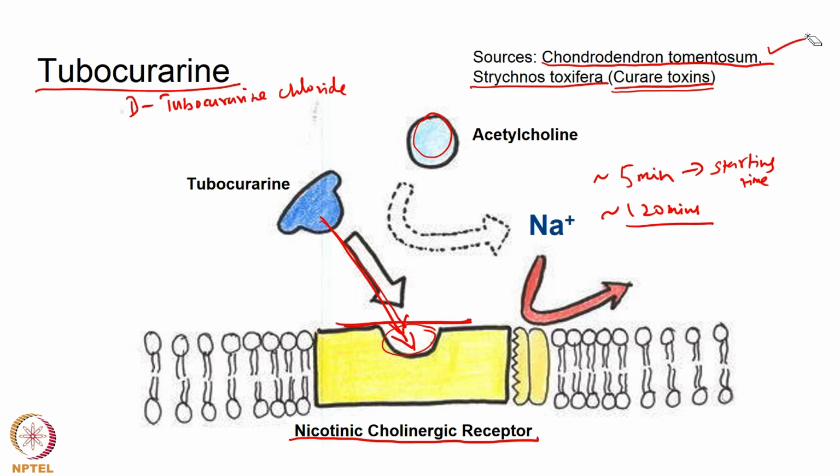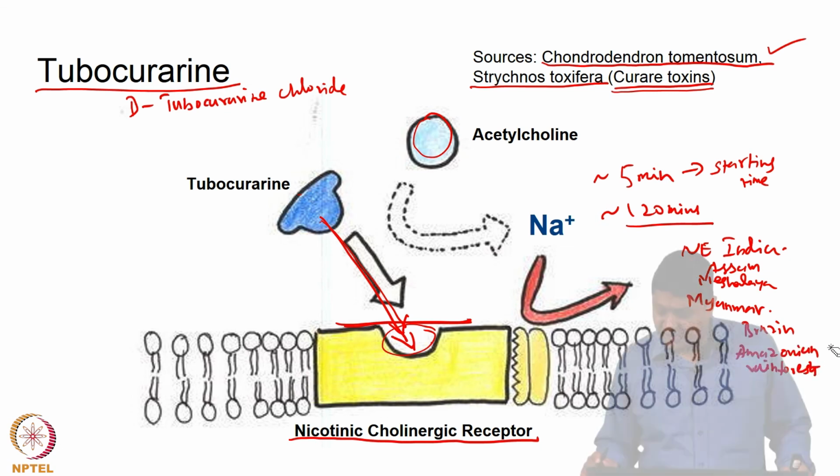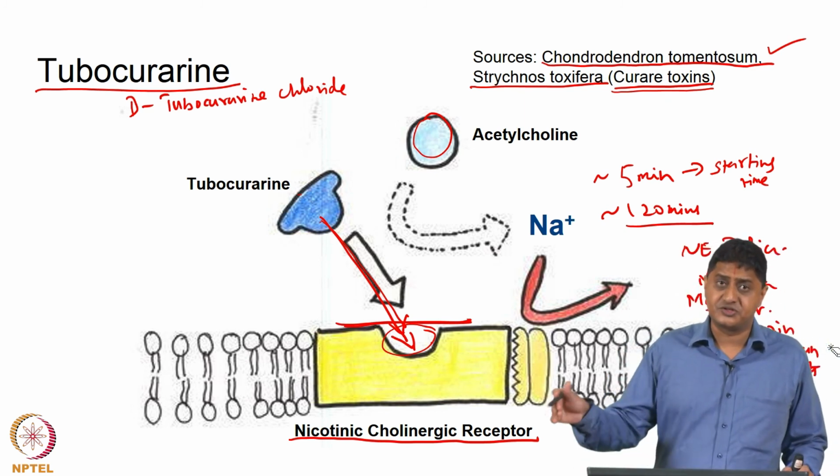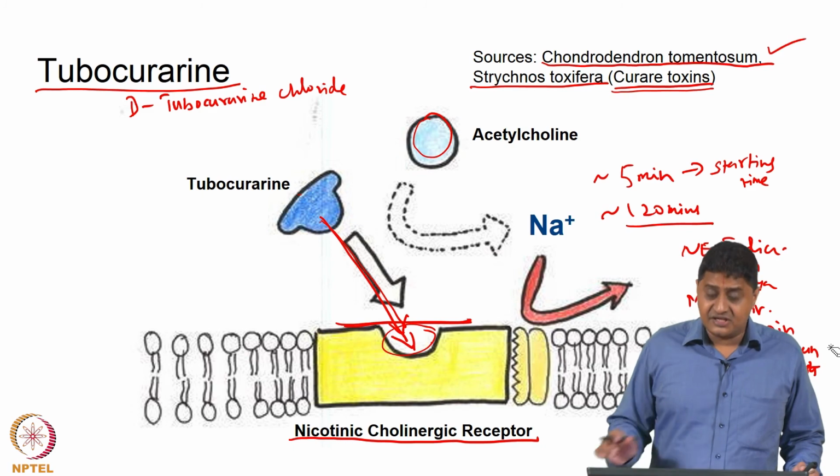This is used in the South American rainforest by tribes who hunt for animals using these arrow poisons. This is still used in northeastern India, states such as Assam, Meghalaya, and in Myanmar for hunting. It is still used, and of course, it is used in Brazil and Amazonian rainforests, where the tribes still use these arrow poisons to hunt animals, right. So, this is the action of that.